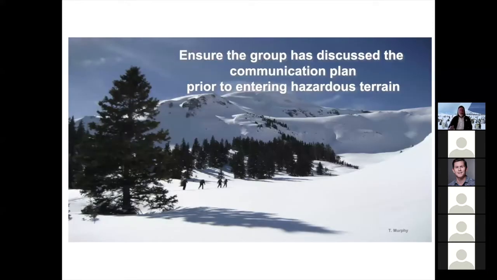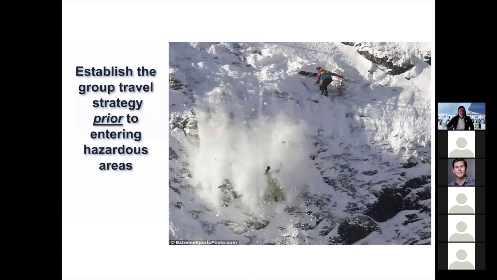Now we want to discuss what we're going to do should things go wrong. Should be part of our planning there as we go in. Do you really think these guys have discussed their travel strategy before they went in here? You can steal a lot of good photos off the internet.